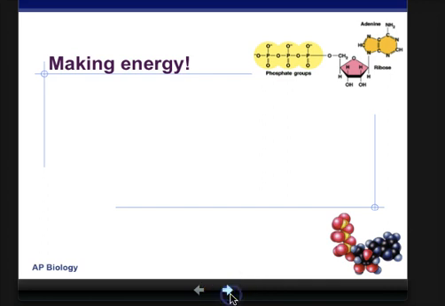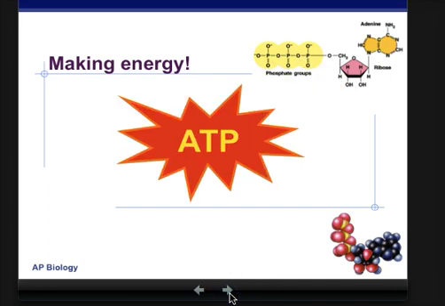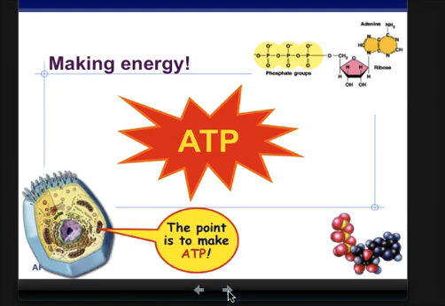Alright, so it's all about ATP. Alright, sorry about the sound effects. I hope they're not recording super loud. But the point is to make ATP.